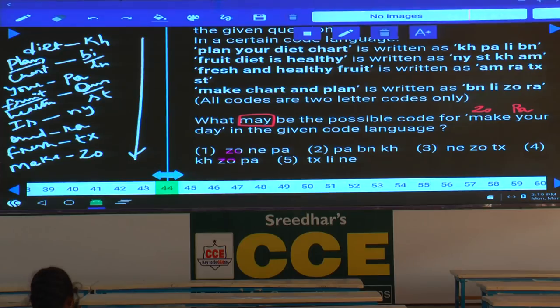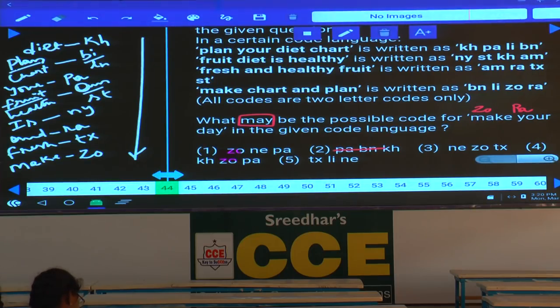Choice 1 can be your answer, and 2 cannot be your answer, and ZOPA, 3 cannot be your answer, and the fourth one ZOPA, and between 1 and 4 we are left with. Now 1 and 4 ZOPA, now tell me whether NE can be the code to the word day? NE, yes, as NE is nowhere present here, hence it can be the code to this word day. Now fourth one, if you observe here, KH. Now tell me whether KH can be the code to the word day? No, because KH is the code to the word diet, hence it cannot be the code to this word day, hence this is ruled out. Then what is your answer? Only one is the answer. Question number 44, choice 1.